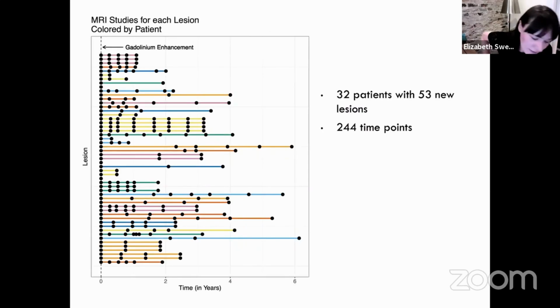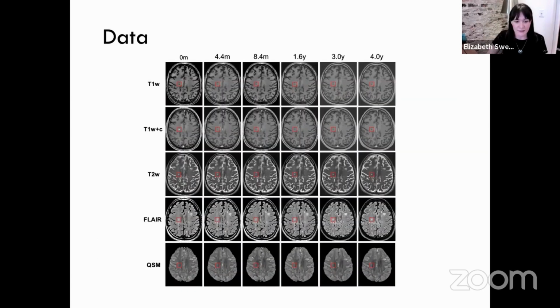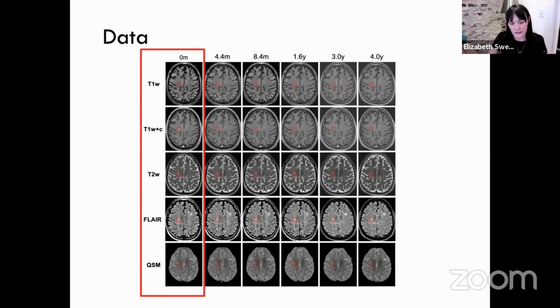And so this plot right here shows the data that we have for the analysis. This is time in years. This is gadolinium enhancement. Each row on the plot is a lesion. They're colored by subject, and each dot on the plot is an MRI scan. So we have a fair amount of follow-up. We had 32 patients with 53 new lesions at 244 time points. And this, again, is the data that we're using for the analysis. I'm doing prediction cross-sectionally, so I'll make predictions at each time point.